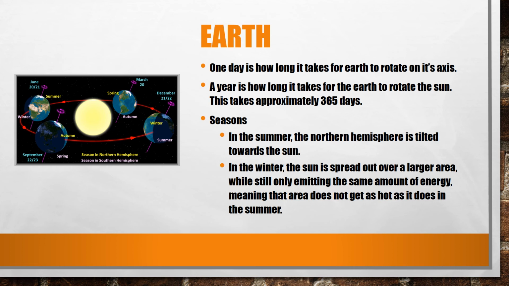Seasons occur because of the rotation of the Earth. In the summer, the northern hemisphere, where we are, is tilted towards the Sun, making the days warmer and longer. In the winter, the Sun is spread out over a larger area due to its placement in relation to where we are. We are now tilting away from the Sun. Because this energy is spread out over a larger area, but still emitting the same amount of energy as usual, it makes the days feel colder.